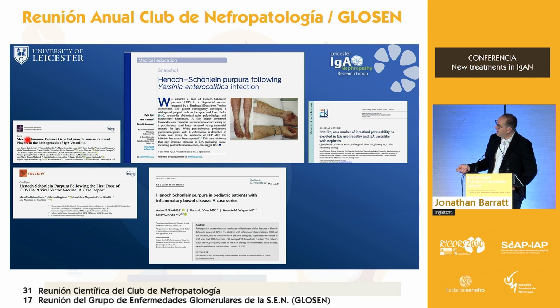You can see exacerbations with COVID, exactly like we saw with IgA nephropathy. You can see associations with inflammatory bowel disease. And here you can see markers of intestinal permeability are increased both in IgA nephropathy and IgA vasculitis, again supporting a mucosal link in the pathogenesis of this disease.